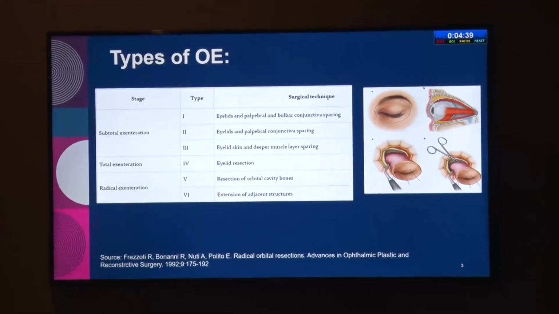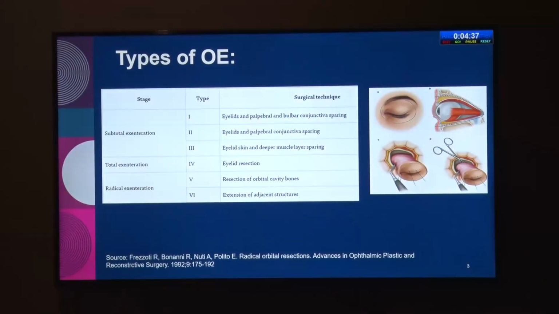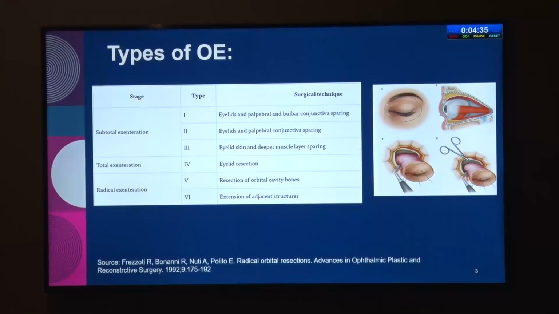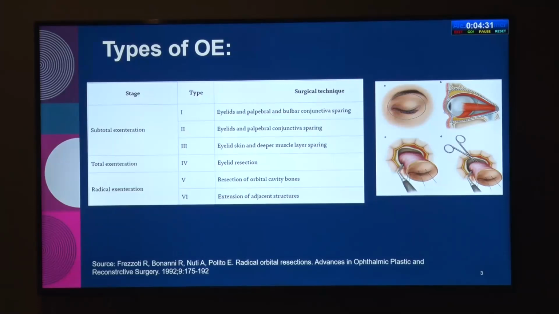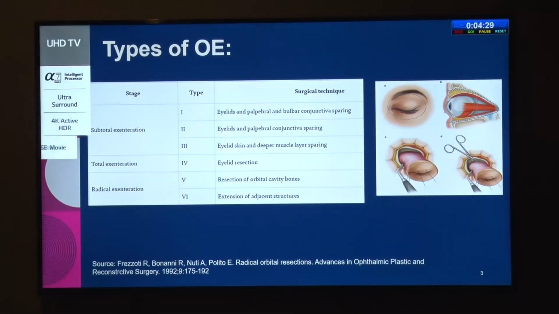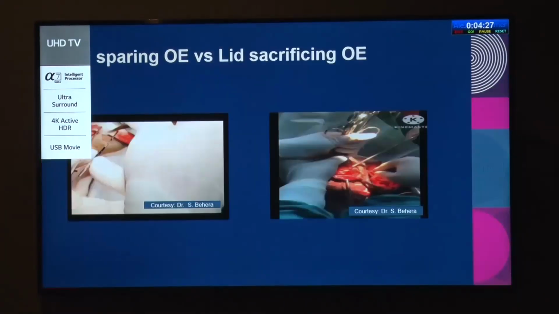Based on the structures which are conserved, they are classified as subtotal, total, or radical. Basically, in subtotal exenteration, we retain eyelids and part of the conjunctiva. In total exenteration, the eyelids are also resected, and in radical exenteration, orbital cavity bones are also resected.